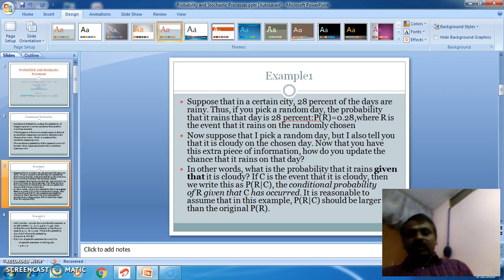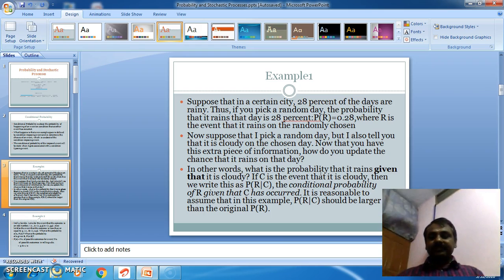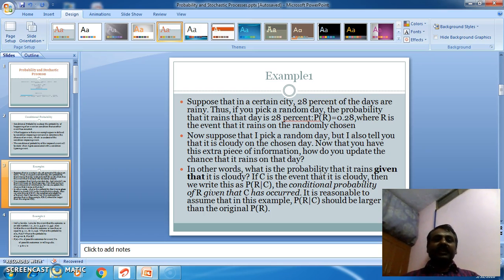Let's see a qualitative example. Suppose that in a certain city, 28% of the days are rainy. Thus, if you pick a random day, the probability that it rains that day is 28%. That is, P of R is equal to 0.28, where R is the event that it rains on the randomly chosen day.